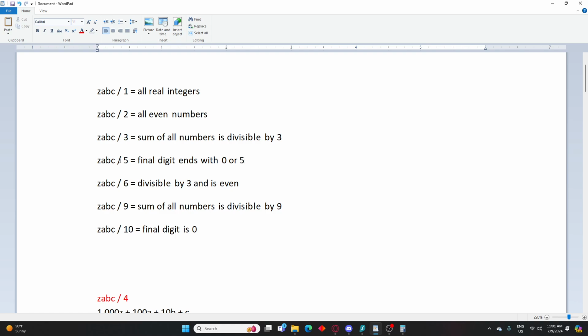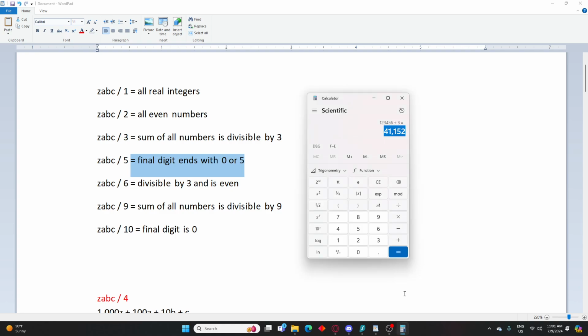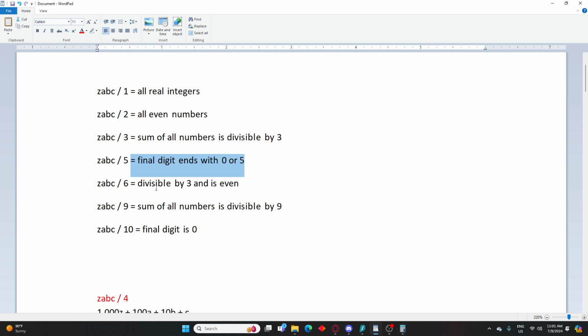ZABC divided by 5: the final digit ends with 0 or 5. So it doesn't really matter what the other digits are. If it ends with 5, that means when I divide it by 5, it's a whole number, which means it's divisible by 5. And if I subtract 3, then I get a number that is not divisible by 5. So there you go. That's 5.